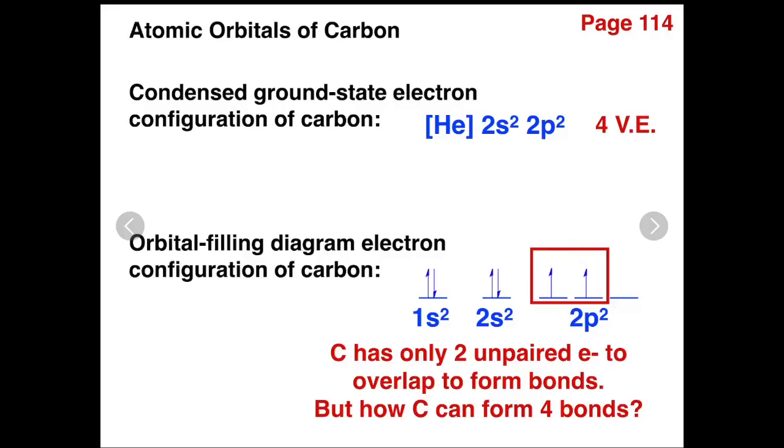Anything occupied by 2 electrons, you will not be able to use those. So how come this one can actually form 4 bonds, since we have only 2 electrons that can overlap with another atom? The answer to this is going to stem from the hybridization. So what is hybridization?